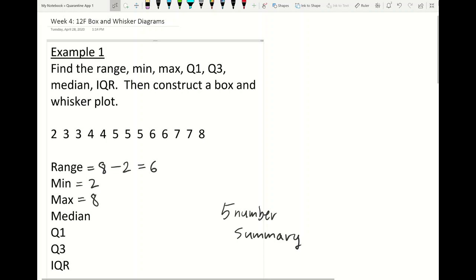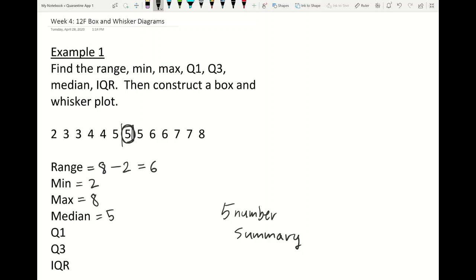Now, median, hopefully you remember that the definition of median is the middle number. Since there are 13 data points, the median should be, let's see, 1, 2, 3, 4, 5, 6. 1, 2, 3, 4, 5, 6. So the median should be this 5 right here, which is the middle number.